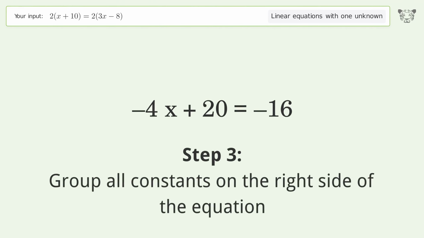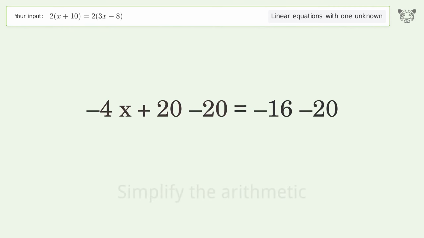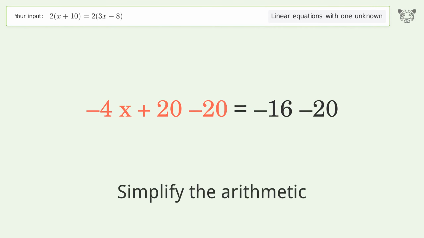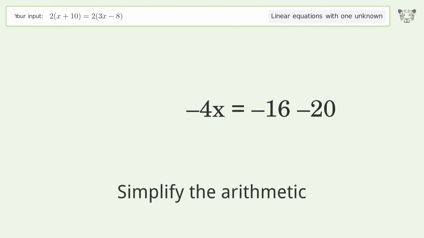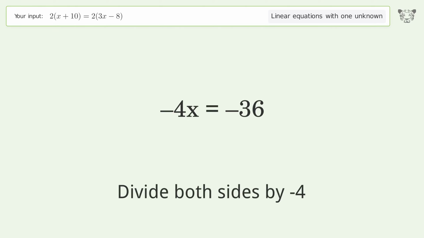Group all constants on the right side of the equation. Subtract 20 from both sides. Simplify the arithmetic. Isolate the x. Divide both sides by -4.